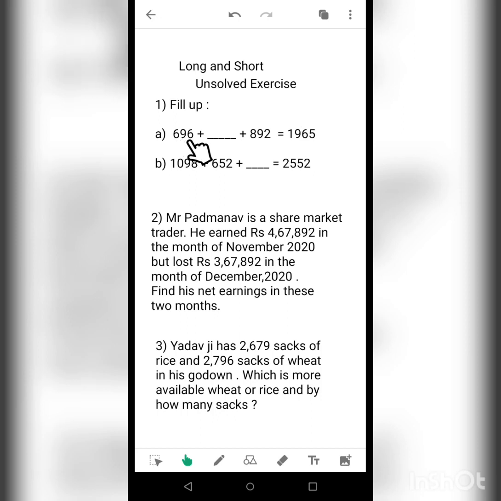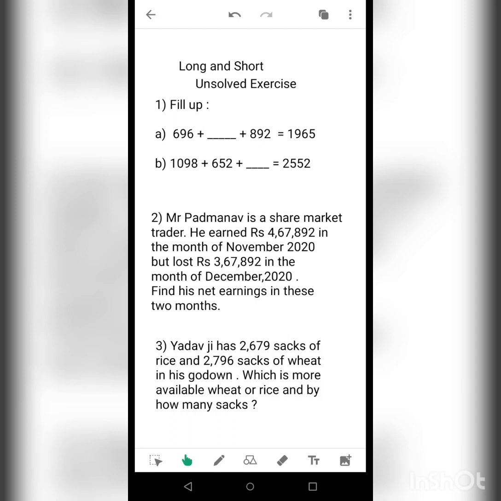So, first question, 696 plus blank plus 892 is equals to 1965. Similarly, question number B, 1098 plus 652 plus blank is equals to 2552. So, for these types of questions, what you need to do, as I said already, sum of the 2 values that are given on the left hand side, and then from the result value you subtract the sum of these 2 values. Then you will get the third value or the missing value. For these types of sums, as this involves calculations, so the rough work should be done.